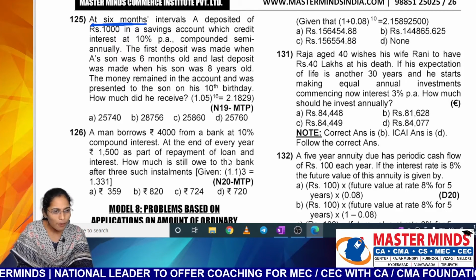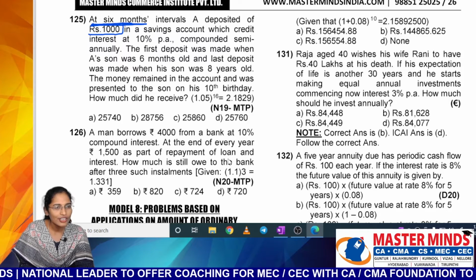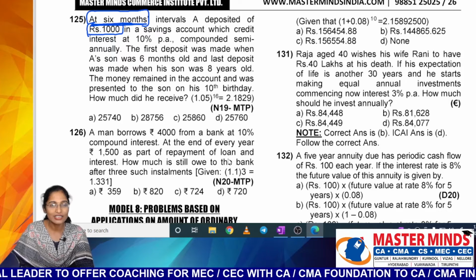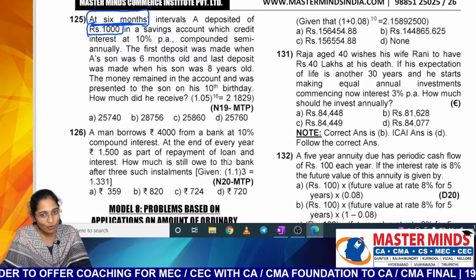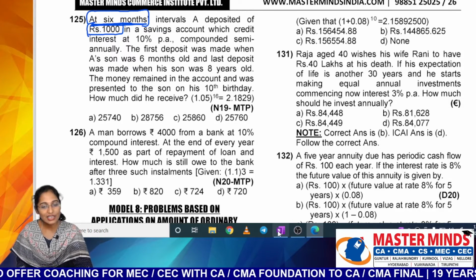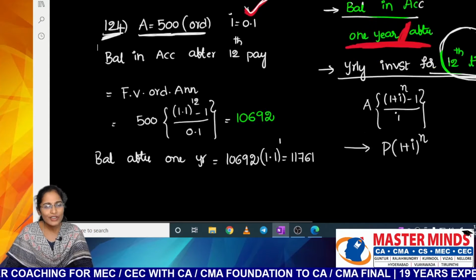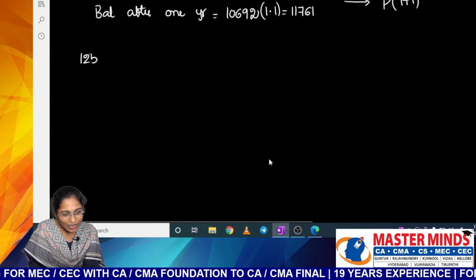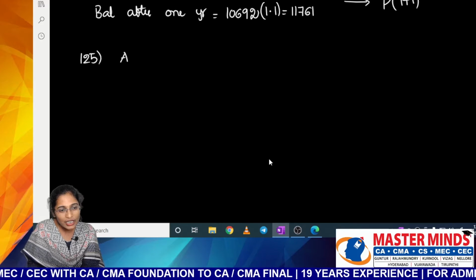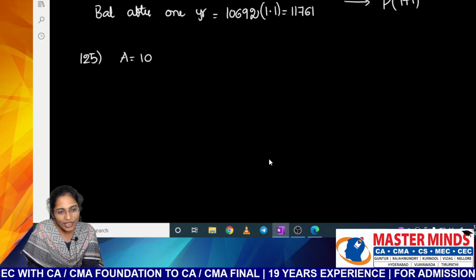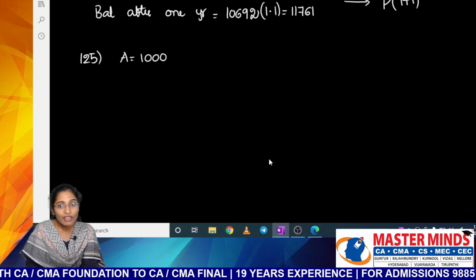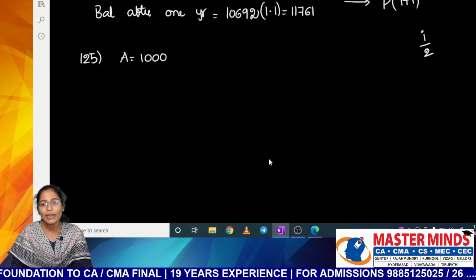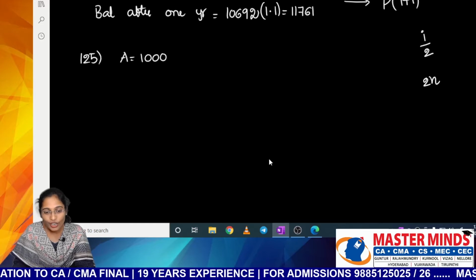Mr. A is going to deposit how much in a savings account? 1,000 rupees. In an interval of how many months? 6 months. Means it's not a single payment. It's a sequence of payments. If it is a sequence of payments, what do we call it? Yes, annuity. But remember, is this annuity made yearly or half yearly? Half yearly. If it is half yearly, you have to replace i with i by 2 and n with 2n.